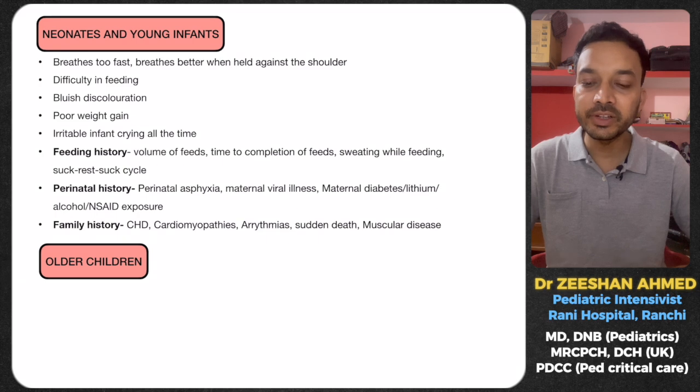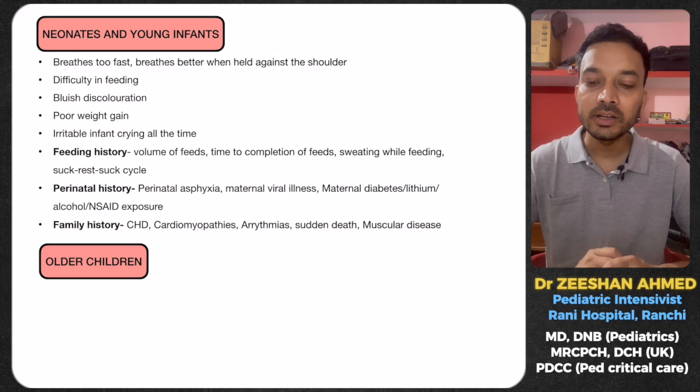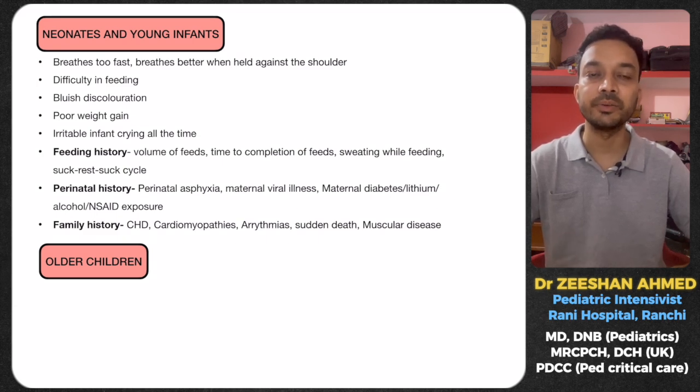The other important thing in history is the perinatal history. We have to inquire about birth asphyxia, maternal viral illness, maternal diabetes, or exposure to lithium, alcohol or NSAIDs during pregnancy. And family history is very important, because there might be a family history of congenital heart disease, cardiomyopathy, arrhythmia, or sudden death in the family. There might be a history of muscular dystrophy or any muscular disease in the family, which is very important to us. So this was about the neonates and young infants.